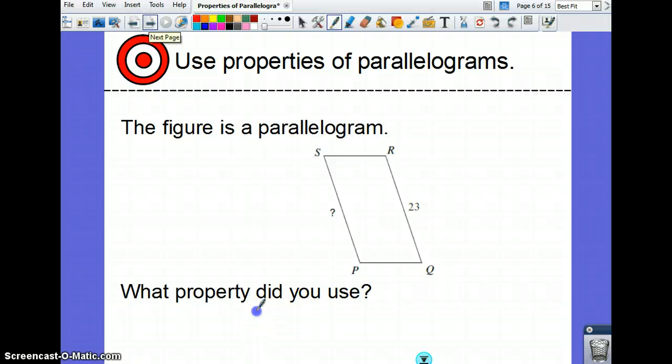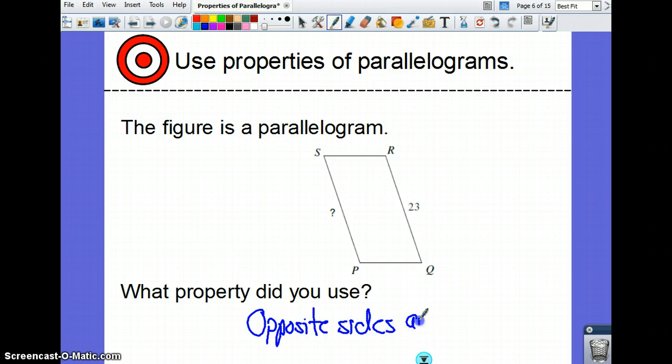All right, here I have some opposite sides. What do we know about opposite sides? Well, we know that they are congruent. That means that if this one's 23, this one's also going to be 23.